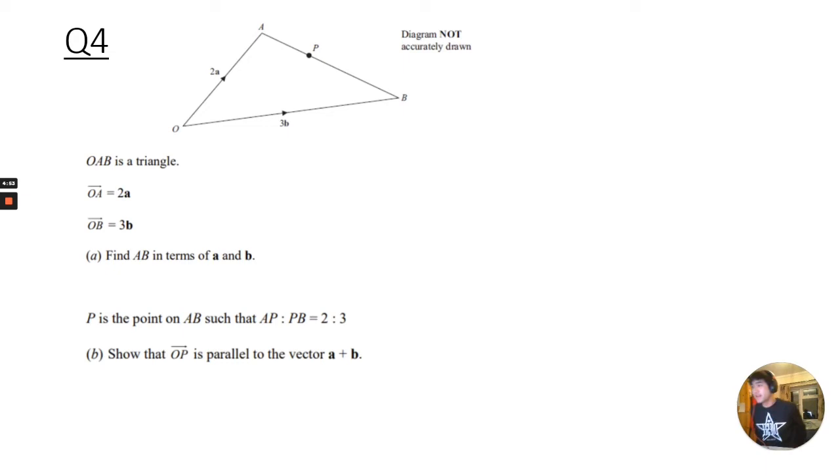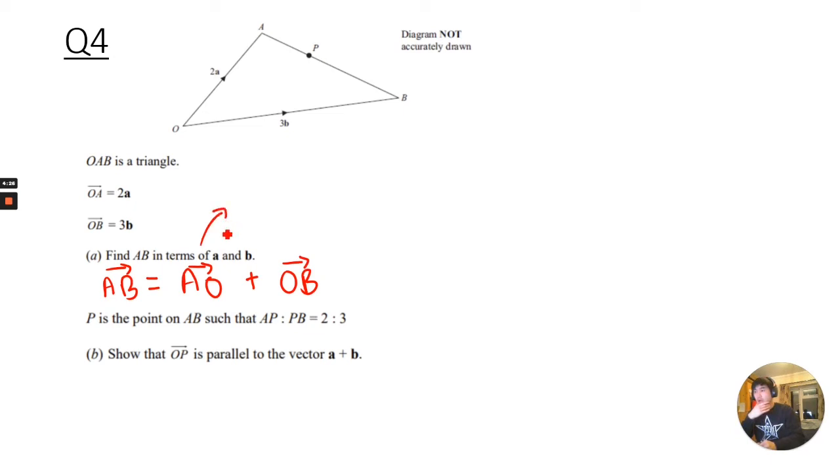Okay, so the first part is to find AB in terms of the vectors A and B. So we can't go directly from A to B because there isn't a vector given directly from A to B. What we can do is go from A to B, we can say is equal to, well, we can go from A to O first, and then go from O to B.